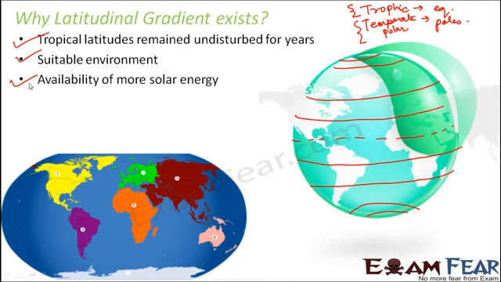Now one quick example which you can think of is the Amazon rainforest of South America, which is a very famous forest. This forest has the highest diversity in the world. And if you look at its location, it is located in the tropical area. It is located quite close to the equator. So because of its location, it has all the positive things. It has a suitable climatic condition. It remains undisturbed most of the time. It has a good amount of availability of solar energy. So because of all these favorable factors, it can support the highest diversity.